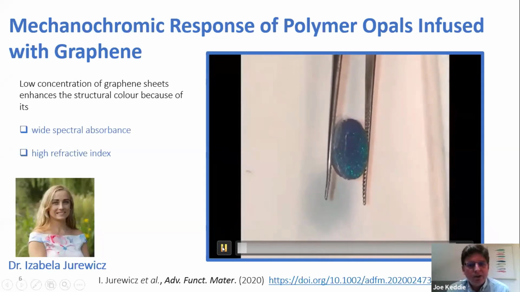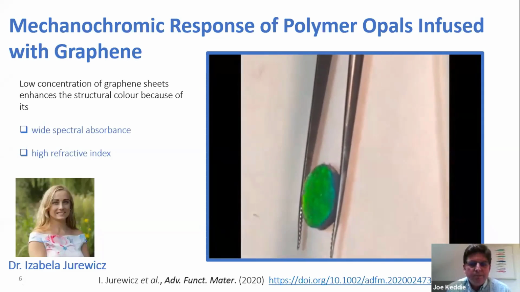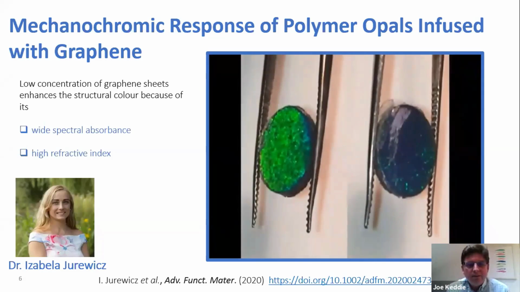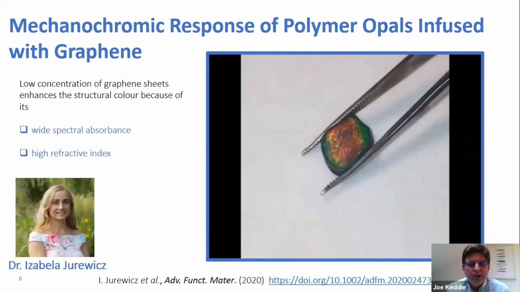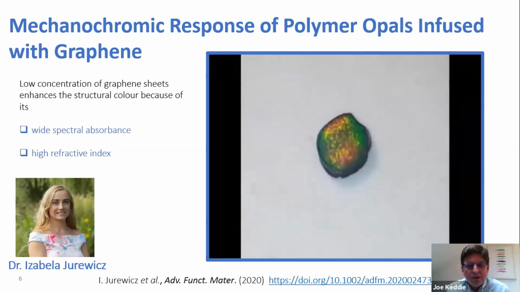To show you some of the properties in response to mechanical deformation, I'll show you this short video. This is showing one of the crystals we made by the method I just described. You can see if you change the viewing angle, you can get different colors. It can go from green to blue. Now we're showing that if you apply some pressure, it goes a bit reddish.